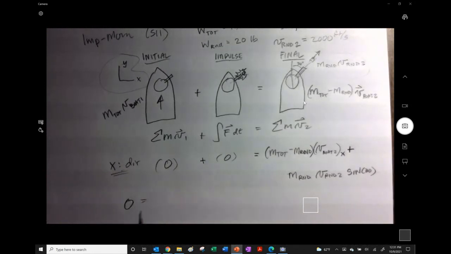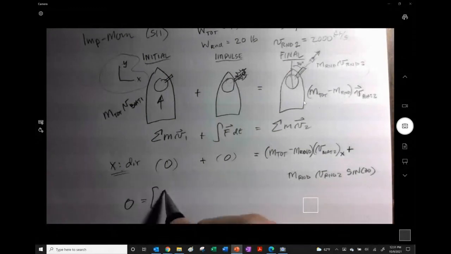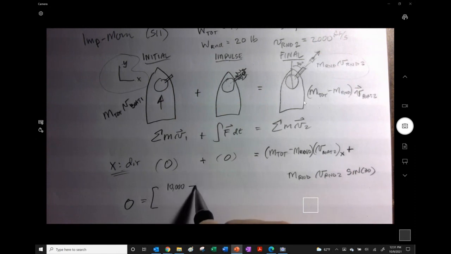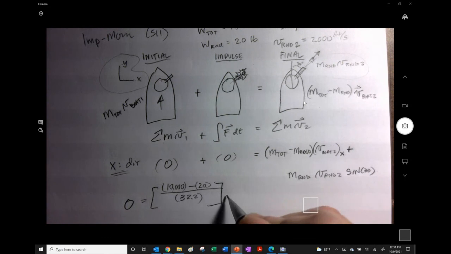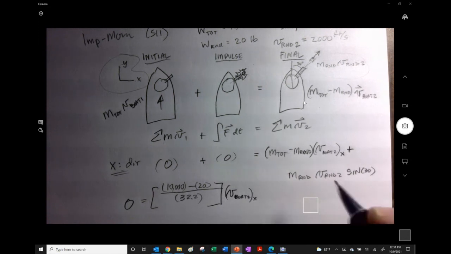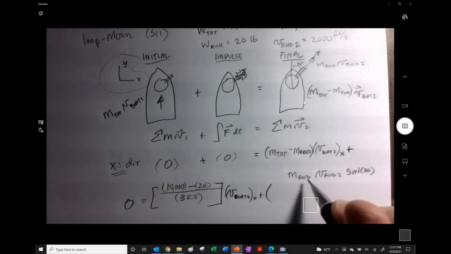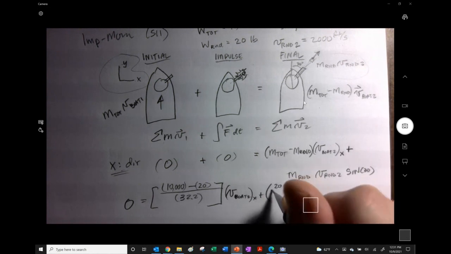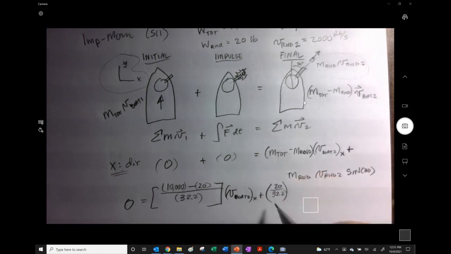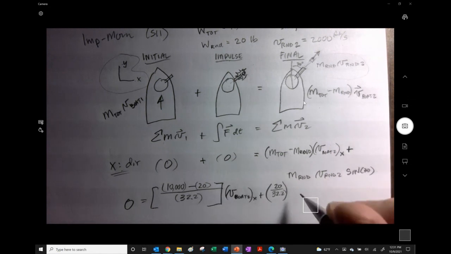So we stick in here equals, and then this is going to be the weight. The total weight is 10,000 pounds minus 20 pounds, but we want mass, so we need to divide by 32.2. We're going to see that that's not going to matter actually, but that's okay. And now we have the boat velocity in the x direction plus mass of the round, which is going to be 20 divided by 32.2. So you can see that these would actually cancel out, but that's okay.